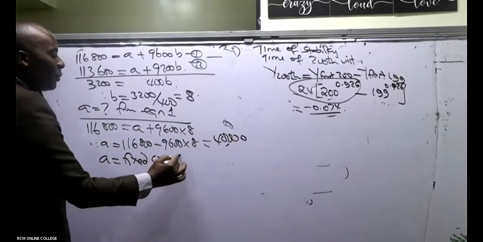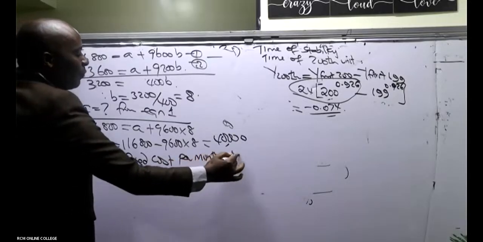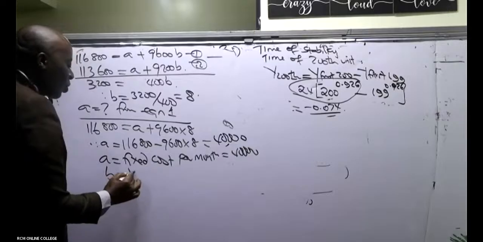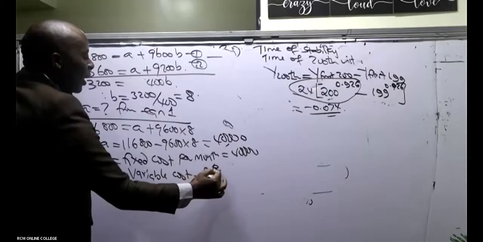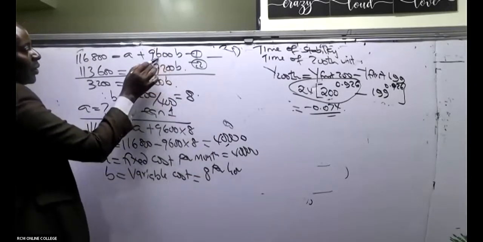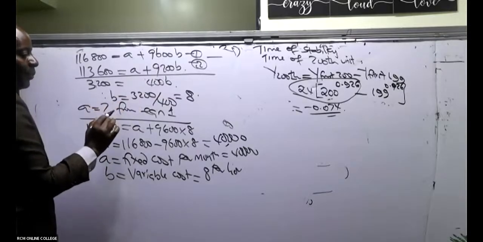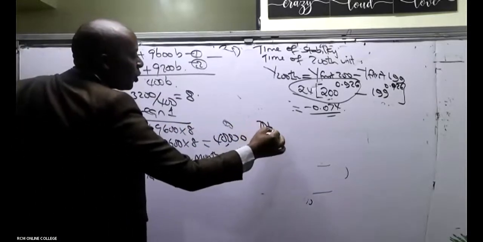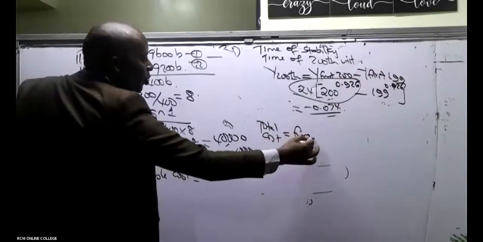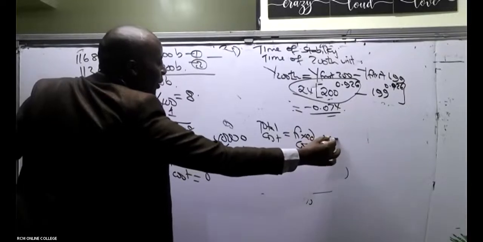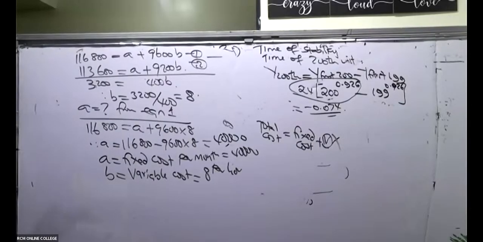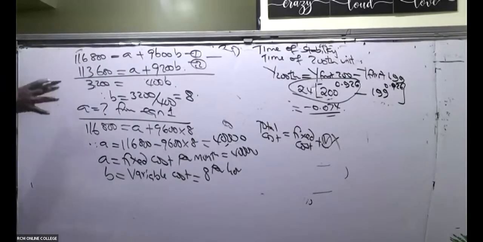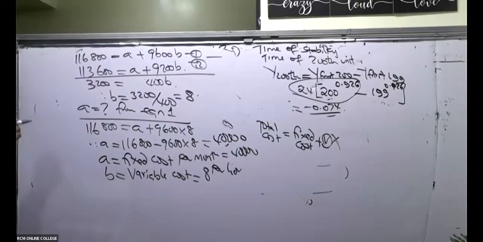Remember that A is fixed cost, so this will be fixed cost per month, 40,000. B is variable cost, so variable cost in this case is 8 an hour, because remember these were hours. From the equation, we know that total cost equals fixed cost plus variable cost times X. So this V is variable cost per hour, and the fixed cost given here is monthly. So I'm through with the variable cost per hour, but I'm not through with fixed costs.